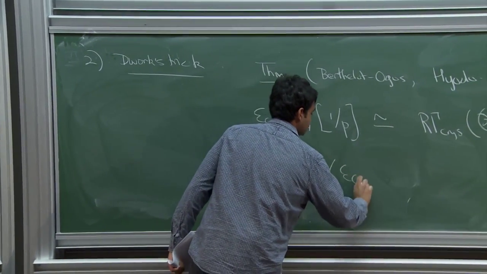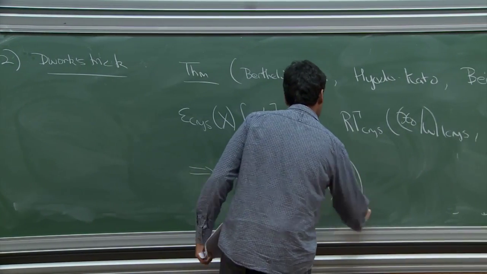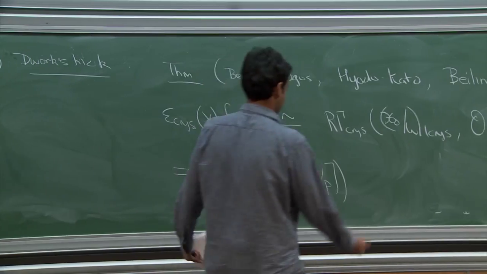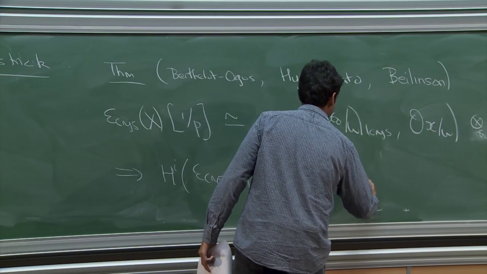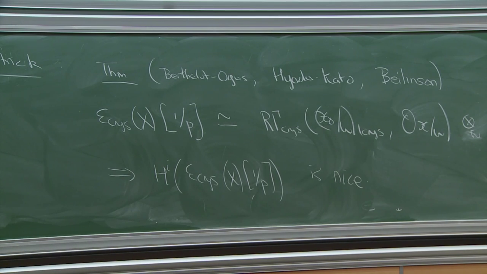So now one can actually say something about the groups. So at least this one is nice. Here I mean nice in the non-mathematical sense. I just mean it's a free guy.